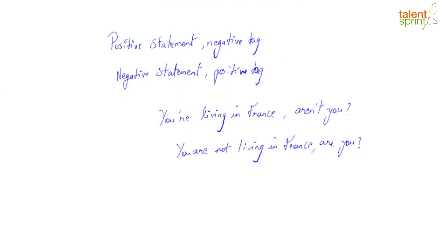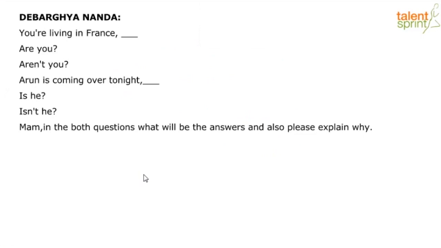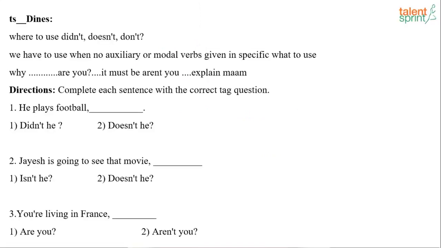That's it. Okay? So Arun is coming over tonight, it's the same thing. Arun is coming over tonight, positive statement, isn't he? Arun is not coming over tonight, negative statement, is he? Okay? Where to use didn't, doesn't and don't.